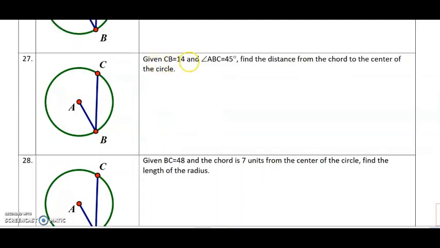In the next example, they tell us that CB is 14. ABC is 45. Find the distance from the center to the chord. Well, if that's 45, then this is an isosceles right triangle. If a radius is drawn perpendicular to a chord, it bisects the chord. So then that distance is also 7.